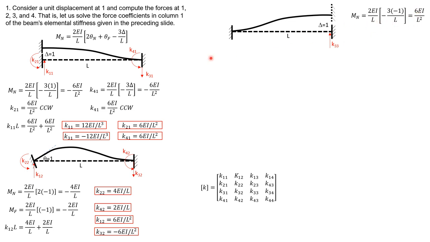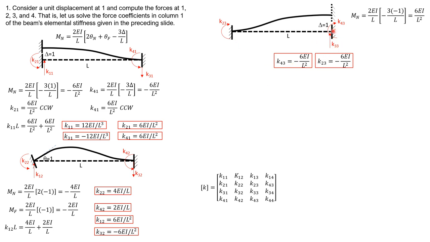Then if we substitute delta equals negative 1, the same result happens for the near end as well as at the far end. So K23 therefore is clockwise, and that is equal to 6EI over L squared, but it is negative because this is the negative direction. So K23 is negative 6EI over L squared. K43 is also negative 6EI over L squared, or clockwise. Then the reaction at the right end should be upward and at the left end should be downward. They are equal in magnitude but opposite in direction.